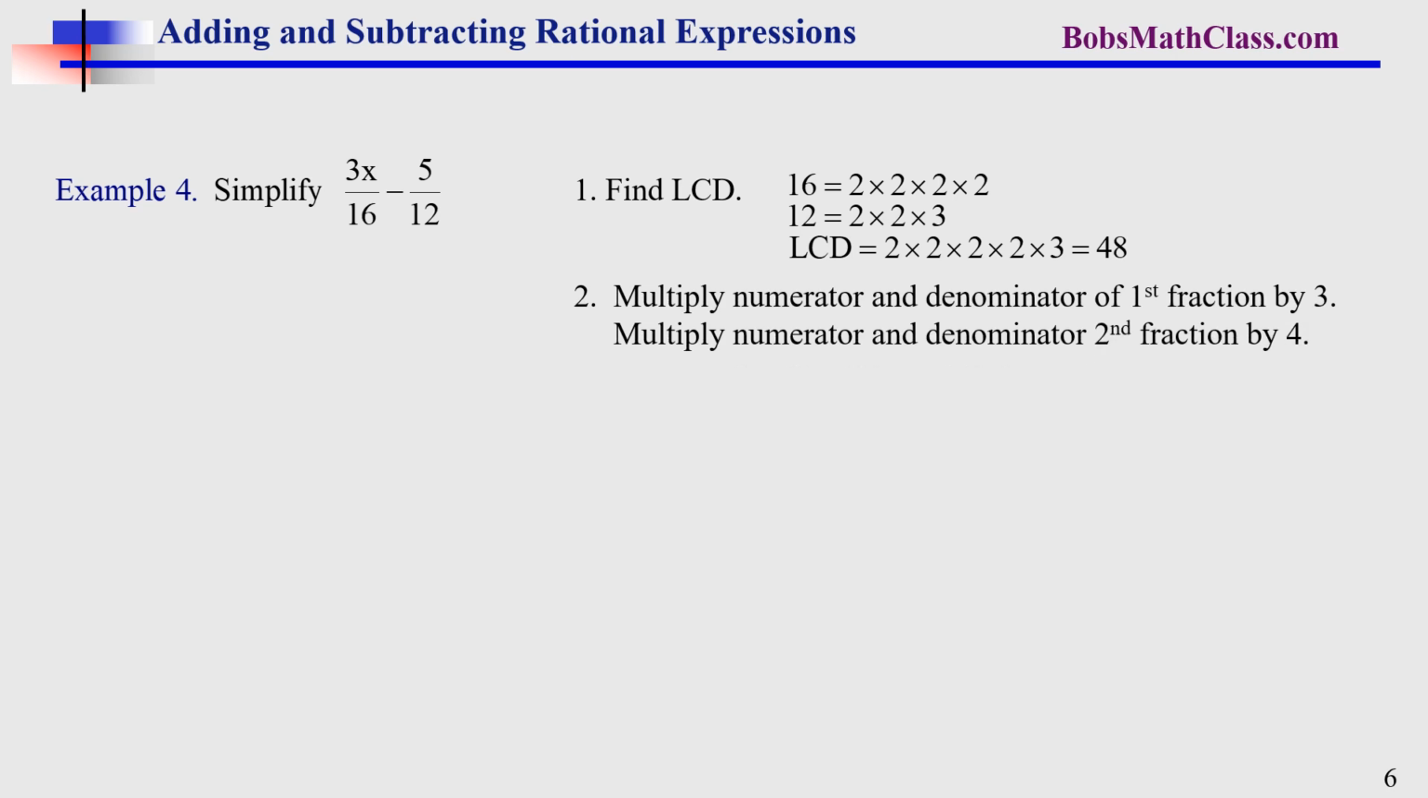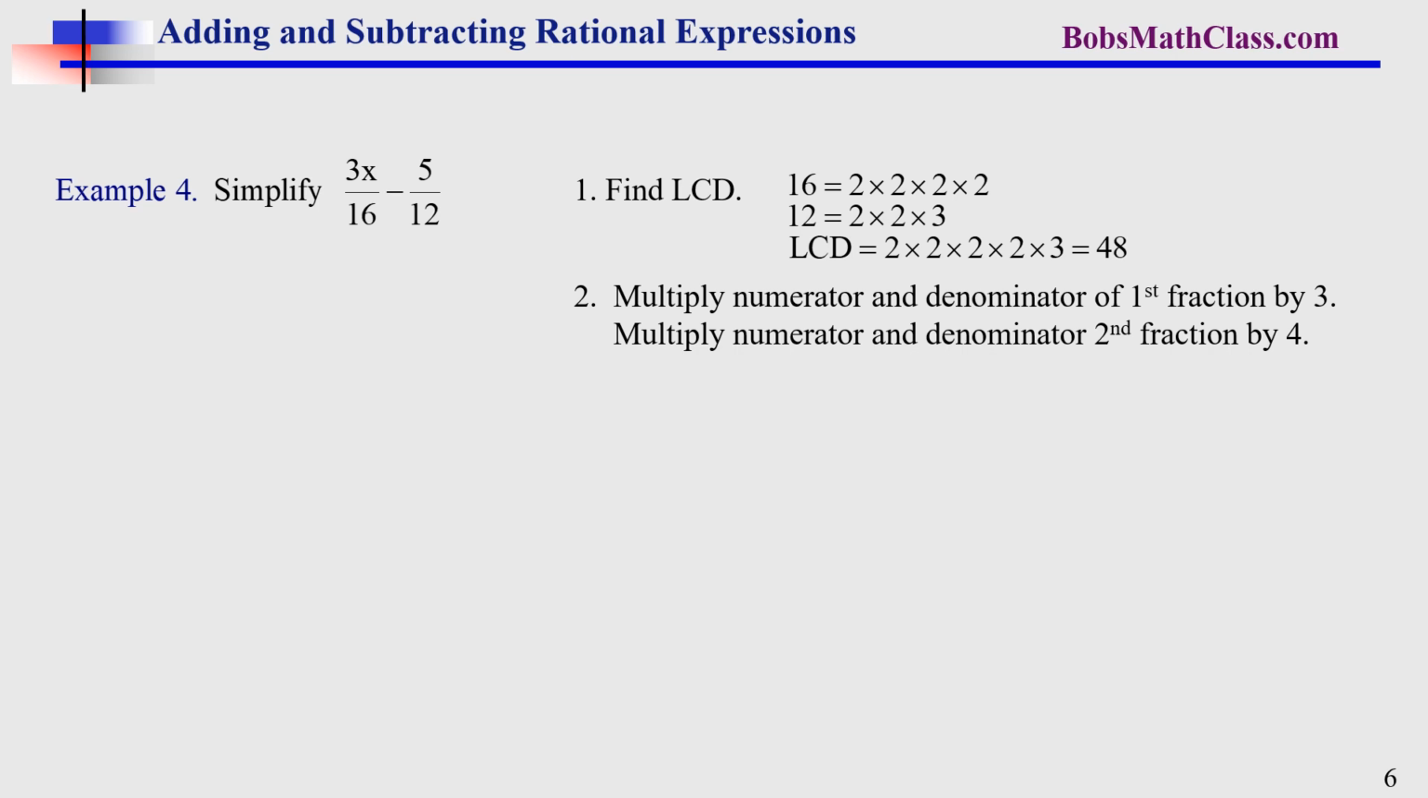Okay, so we know what our LCD is. So now we want to make each of the denominators 48. So what are we going to have to do with the first fraction to make it into a 48? It's a 16. 16 times what number is 48? That would be 3. Whatever you do to the bottom, you've got to do to the top. So the first fraction is 3.